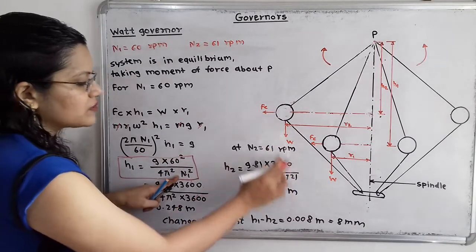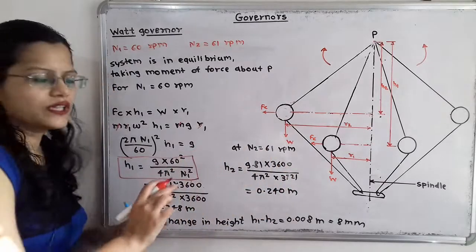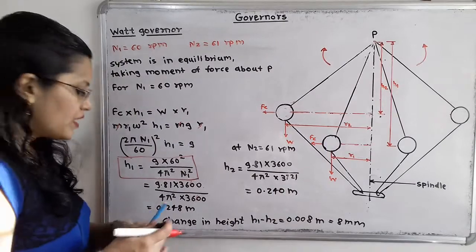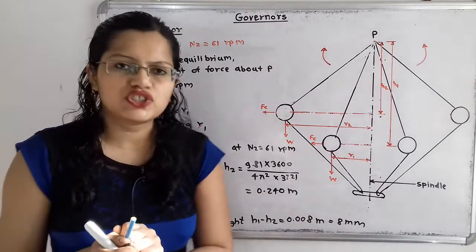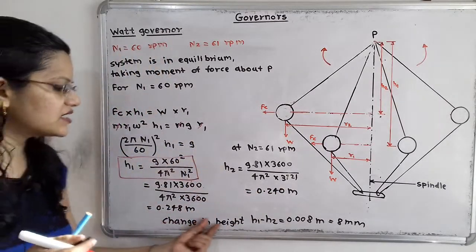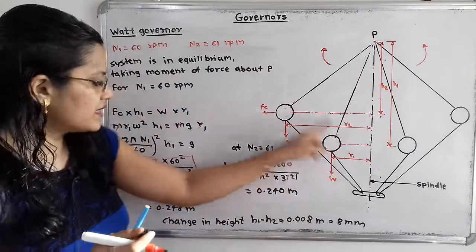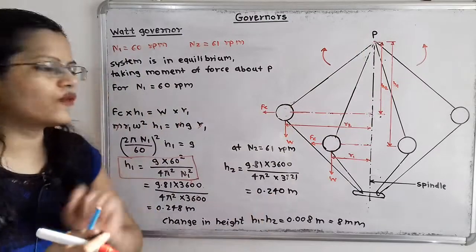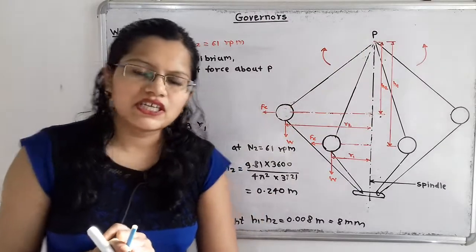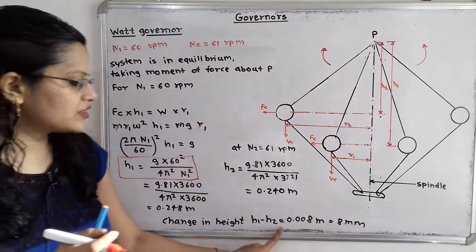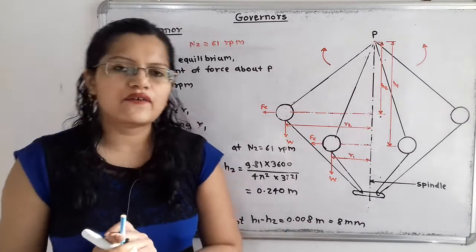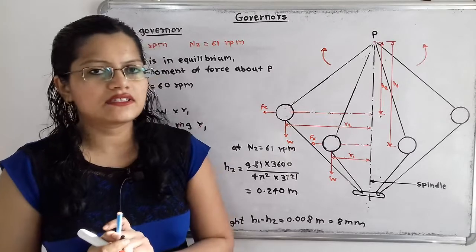Here n2 is 61, so 61 square is 3721. What is the value of h2? That is 0.240 meter. But the question asked is the change in height. h1 is 0.248 meter and h2 is 0.240 meter. So the change in height is h1 minus h2, which is equal to 0.008 meter, which is equal to 8 millimeter. And this is the answer.